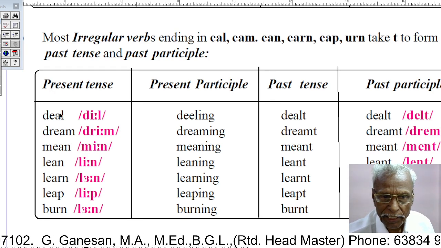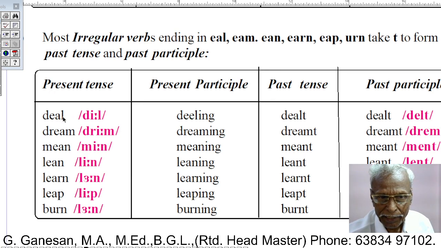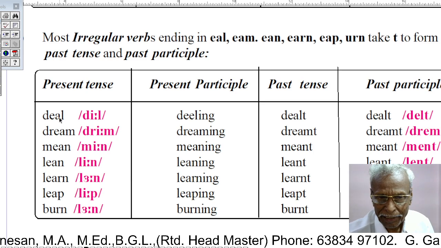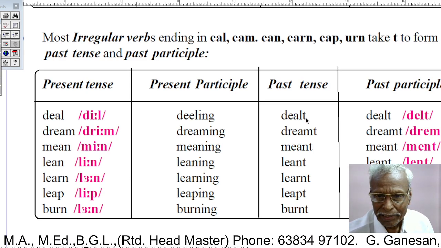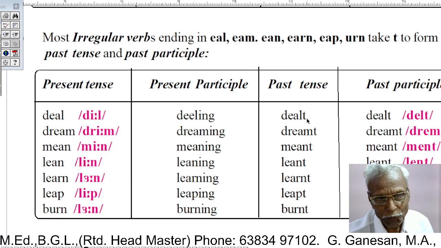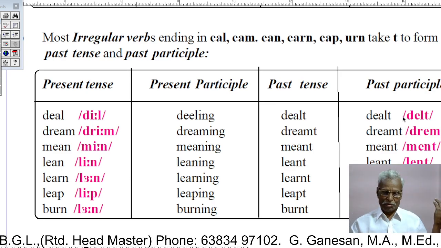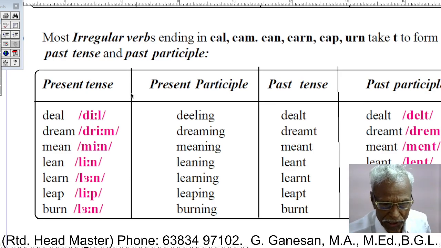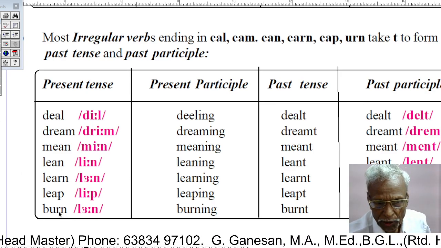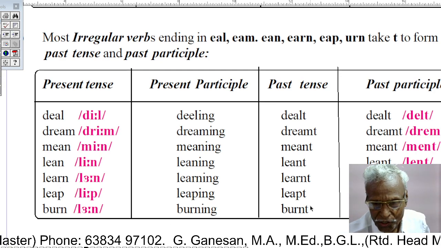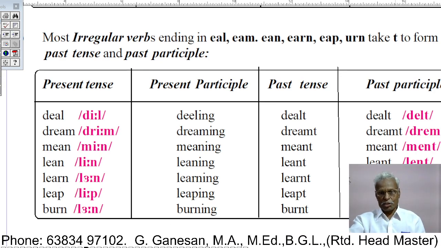You see, this word deal, ending in EAL, takes T to form its past tense and past participle. That's all. So in this way, URN takes T to form its past tense and past participle.